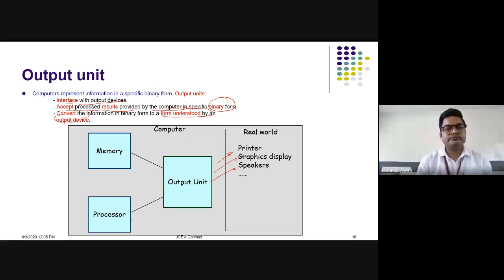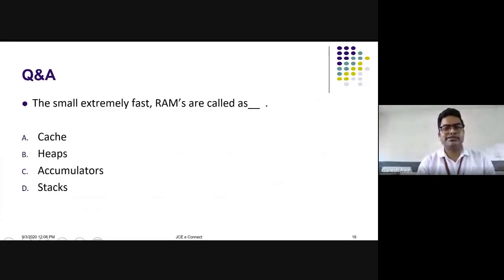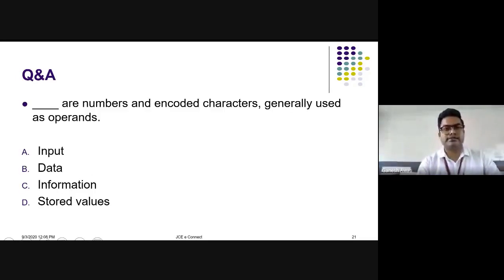Then the control unit. We know that the control unit will coordinate all the operations. The operations of a computer can be summarized as: accept the information input, store the information in the memory, process it in the ALU, and provide the processed results through the output unit. The operations in the input unit, memory, ALU, and output unit are coordinated by the control unit by generating timing signals. That also we have discussed in the previous class, and we even discussed some questions based on it.